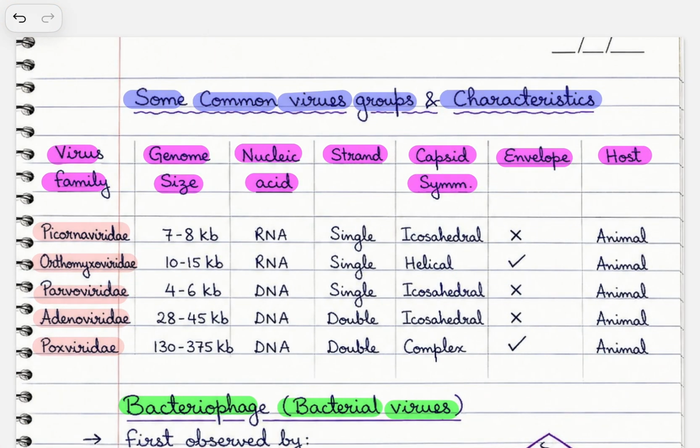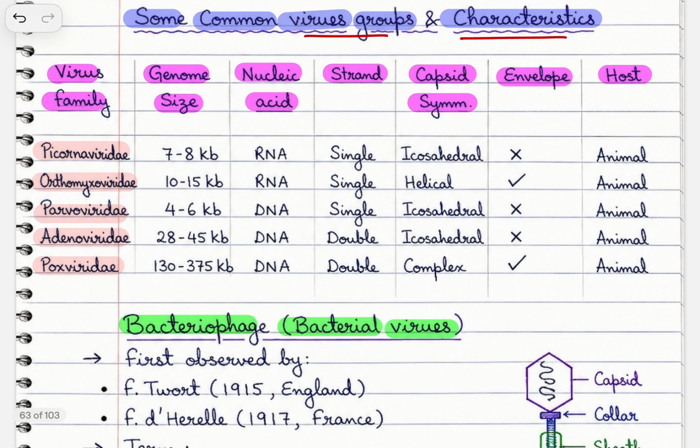Some common viruses, their groups and characteristics. These are the virus families: Picornaviridae, Orthomyxoviridae, Parvoviridae, Adenoviridae and Poxviridae. These are the genome sizes, type of nucleic acid they possess, strands, capsid symmetry, envelope and host.